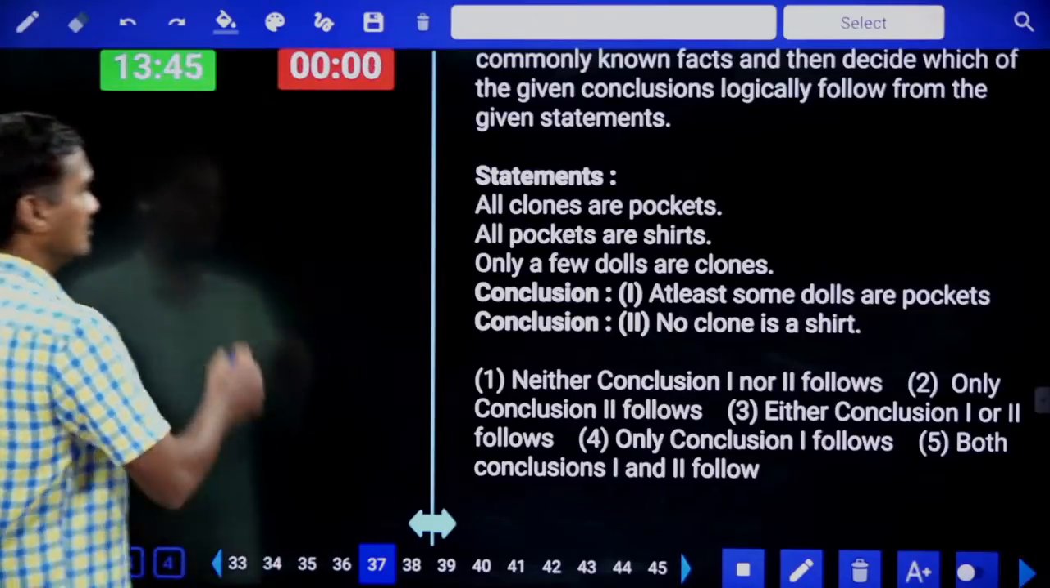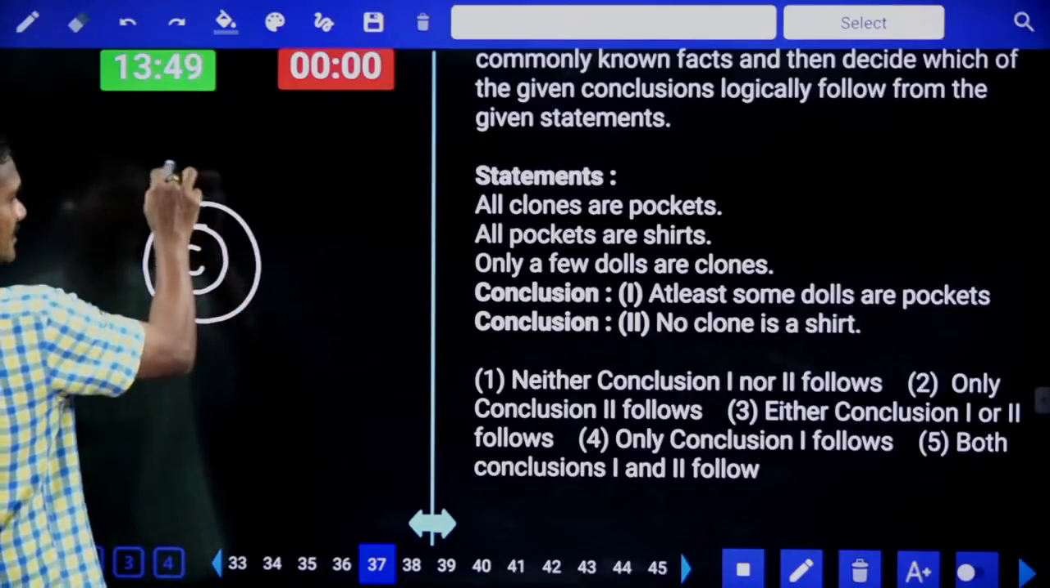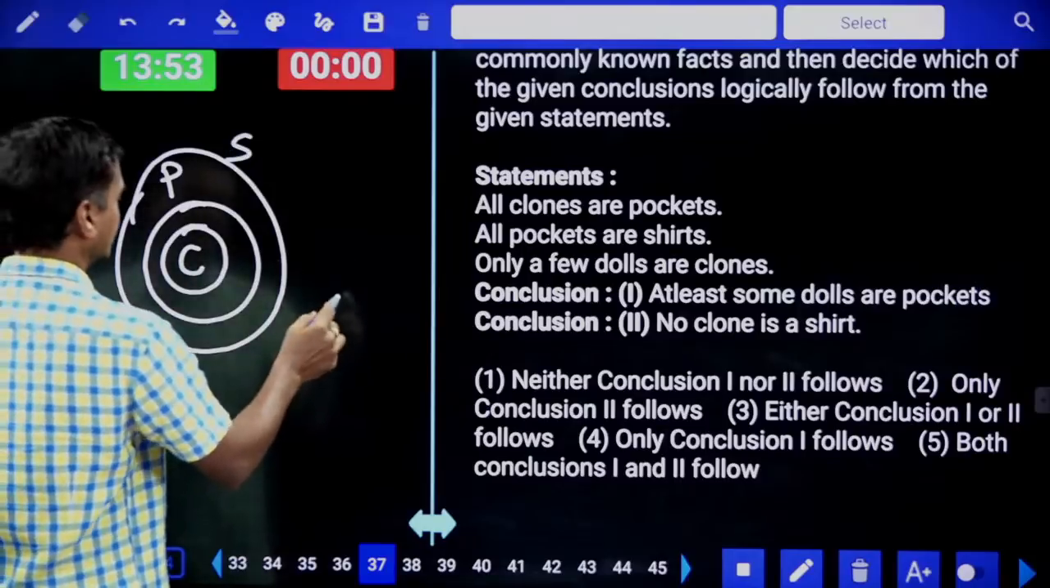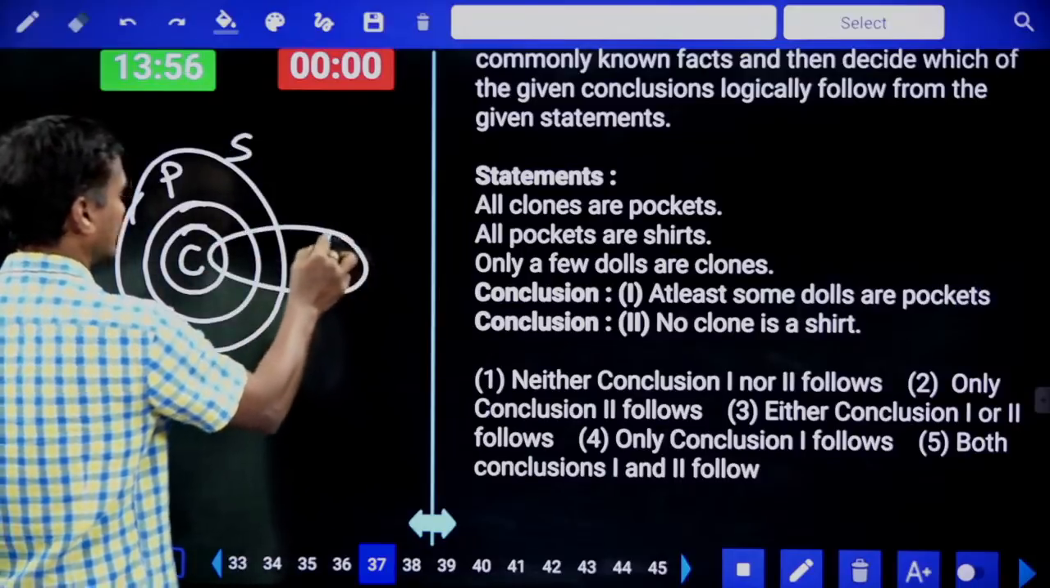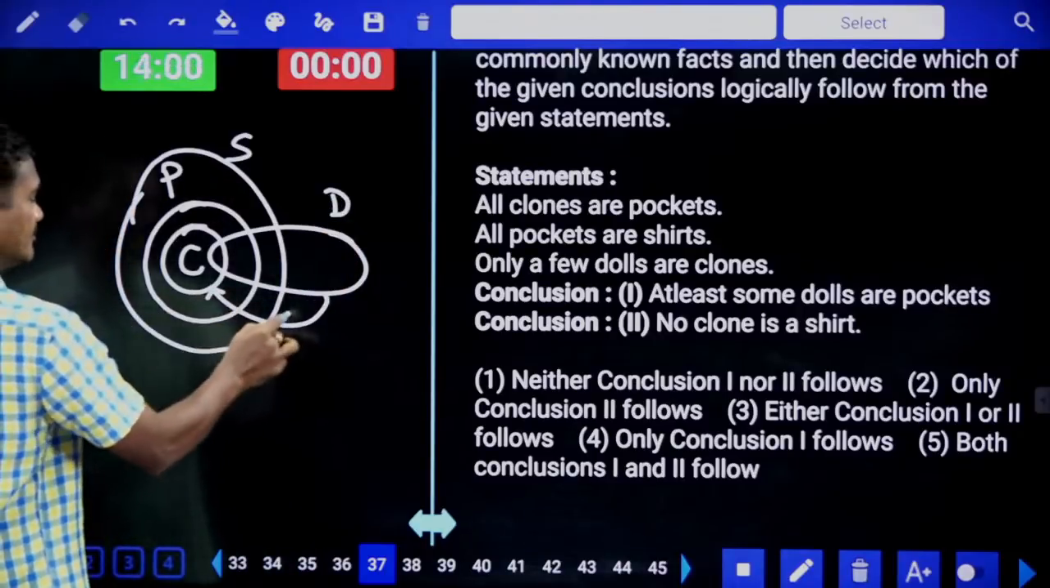then all these clones are pocket. How to represent this one? These are the clones which are pocket, and all these pockets are shirt. And the next one, only a few dolls are clones. Only a few dolls are clones, but not all. All these dolls cannot be a part of this clone.